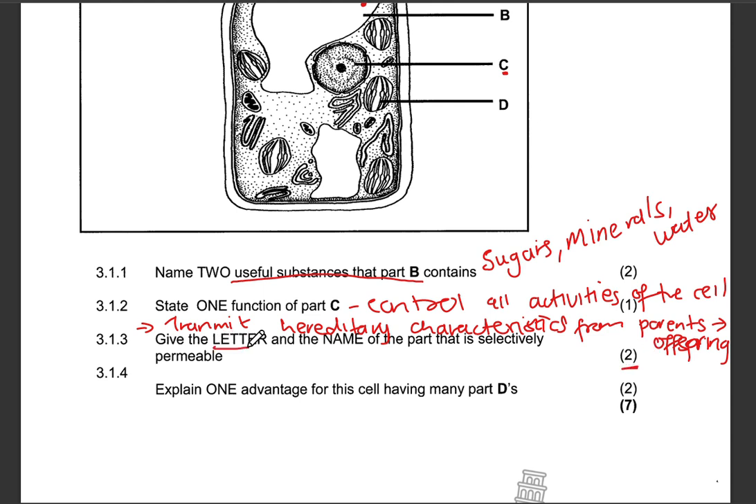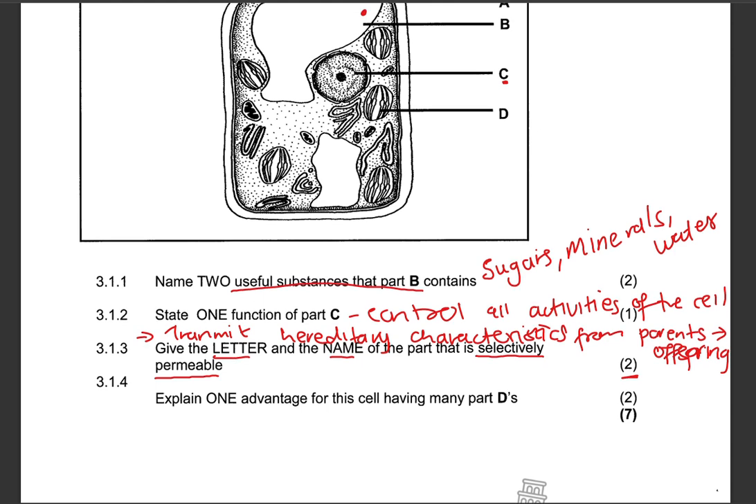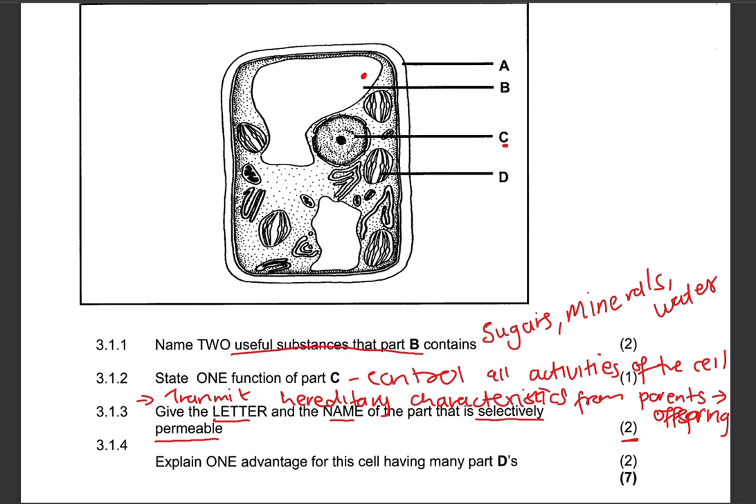Give the letter and the name for 2 marks. They want you to give the letter and the name of the part that is selectively permeable, the part that selects which substances go in and out of the cell. Now, the correct answer is the cell membrane. And I don't like where this A is pointed because other learners may easily confuse it with the cell wall. So it should be nicely pointing the cell wall, and also this A should be nicely pointing the cell membrane.